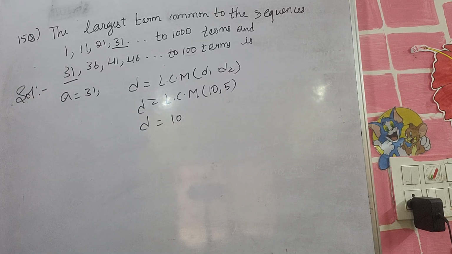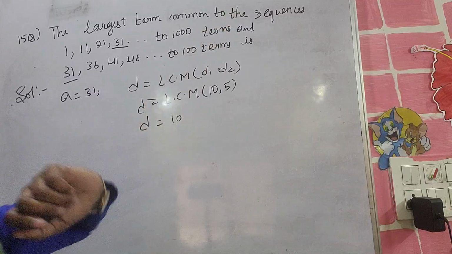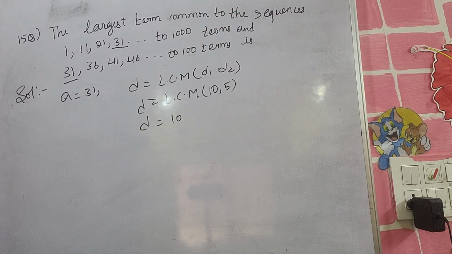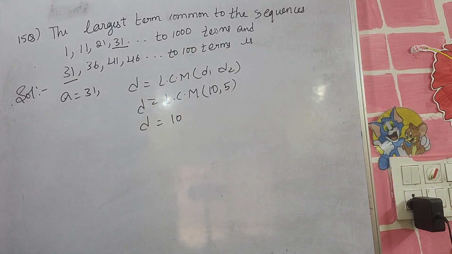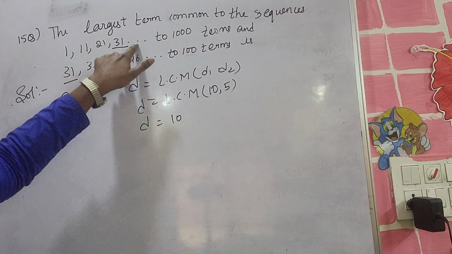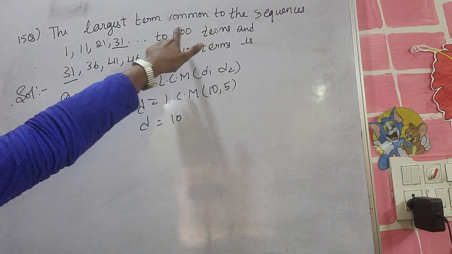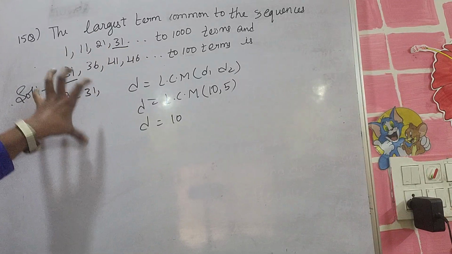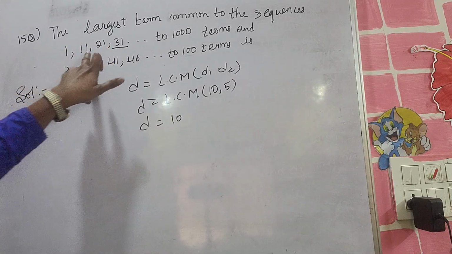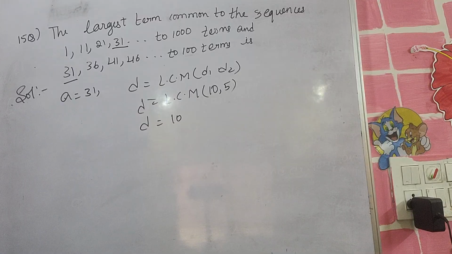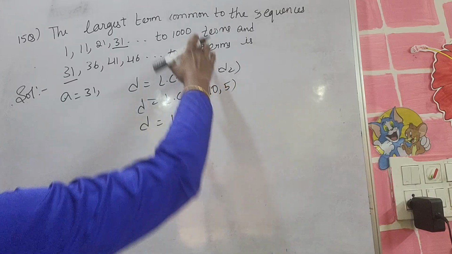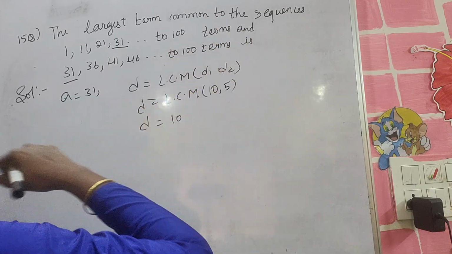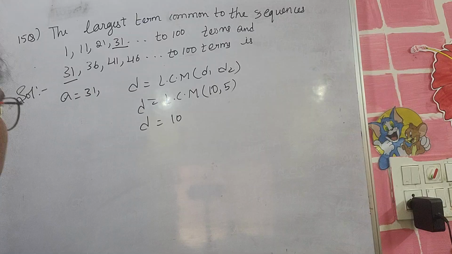Now they are asking for the largest term common to the sequences. So this series makes another series, and the largest term they are asking for is the last term. We'll see, based on this series, we are going to get the common series also. In this, we'll check the last term. Okay, it's 100 terms, not 1000. I don't know what the last term is, so we'll find it.